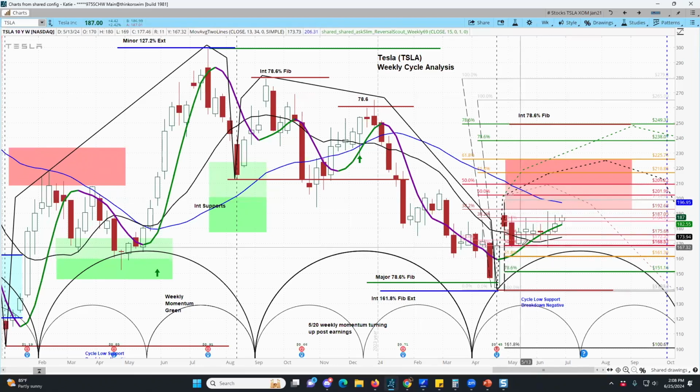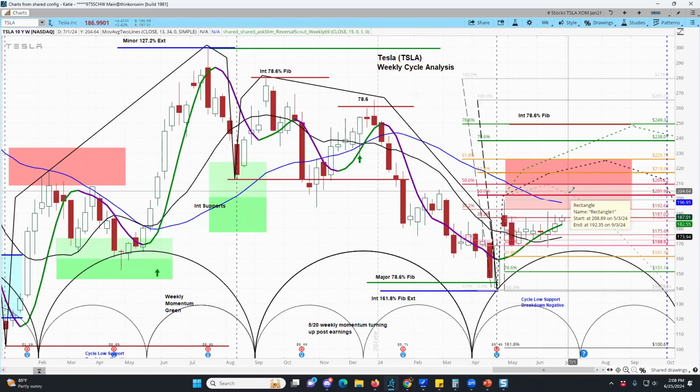So we have a support zone that runs from this 50% to this 78.6, and you can see how Tesla basically has gone sideways inside of this resistance and support zone area now for, gosh, 1, 2, 3, 4, 5, 6, 7, 8 weeks, testing this 50%, trying to hold that, and now looking to make another attempt into this resistance zone.